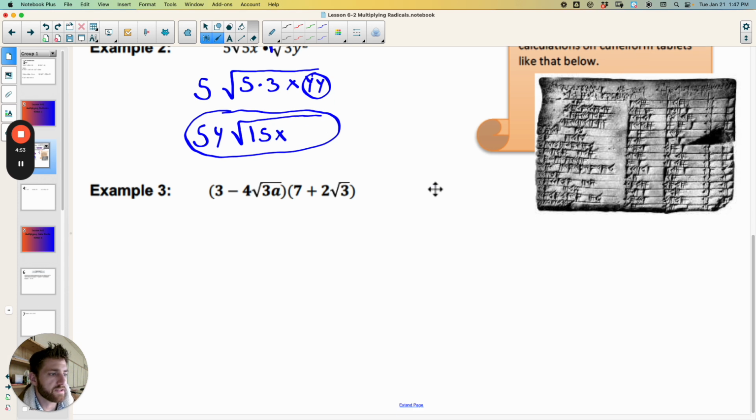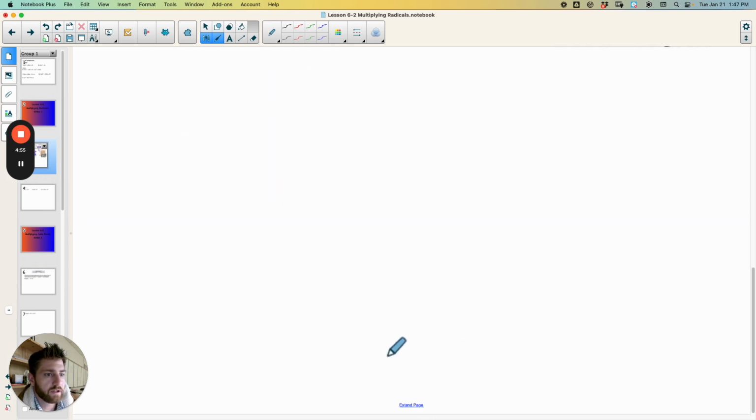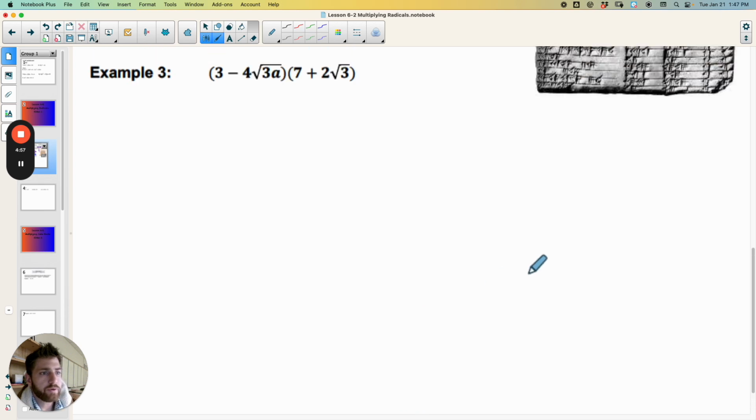Okay, one more example here. This example has a binomial times a binomial here. And you're going to do these the same way as if we had a problem like this. I'm just making this up off the top of my head.